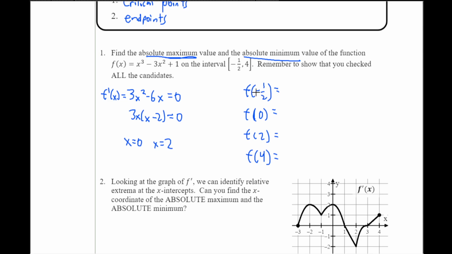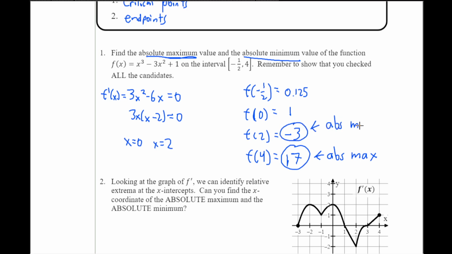Whatever is your lowest, that's your absolute min. I'm going to save some time, but if you plug these all into the calculator for f of x, you would get 0.125, 1, -3, and a positive 17. So what's the highest value? This, 17. That's your absolute max. What's the lowest value? -3. That's your absolute minimum.